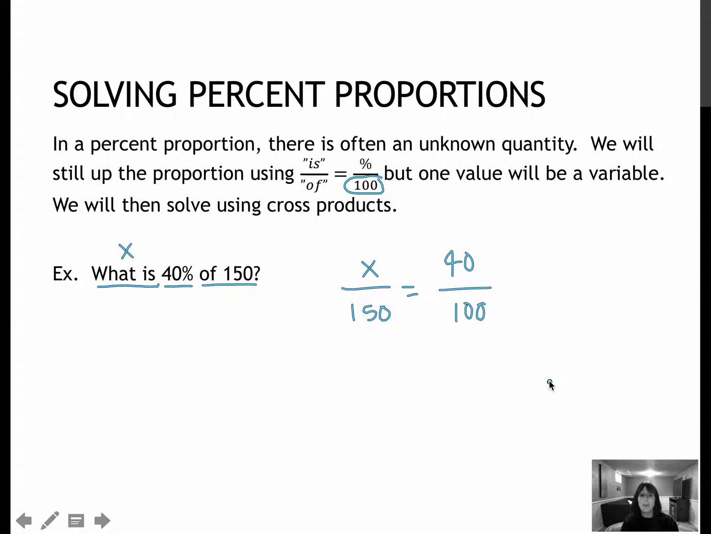Now, I'm actually trying to find what is 40% of 150. So to do that, I, of course, would cross multiply to solve. X times 100 is 100x. 150 times 40 would be 6,000. And then I would divide by 100 on each side, and I would get x equals 60. So the question is, what is 40%, I'm sorry, of 150? It is 60. 60 is 40% of 150.